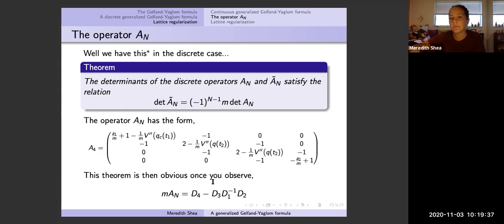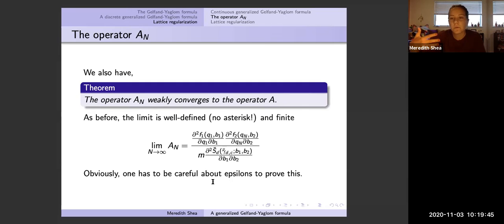And since we introduced this discrete operator A_n, we were like, okay, well, we should know whether this converges or not. So we have the same result. The operator A_n weakly converges to the operator A. As before, the limit is well defined and finite. And like I said before, the alternating signs cancel, so this is truly well defined. There's no question on choosing a sign here or choosing a convention of n. And so, this should say determinant here. So this should say the limit of the determinant of A_n is equal to the following expression. And again, we just have this extra m floating around.